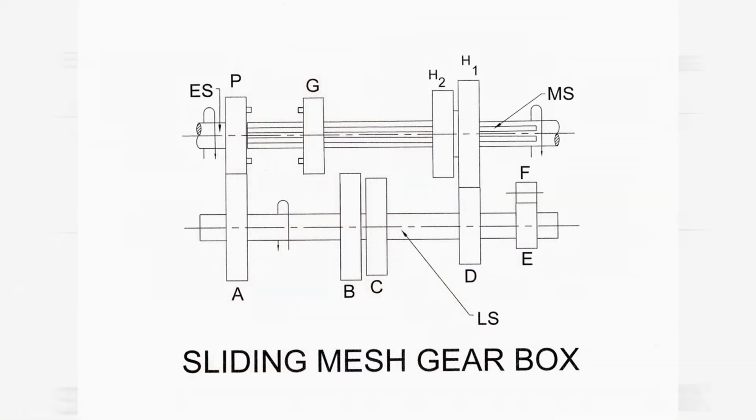While going through the details of sliding mesh gearbox, we saw that gear wheels are made to move along the axis of main shaft in splines. This movement causes the meshing of particular pair of gear wheels. A selector mechanism causes the movement of gear wheels along the axis of main shaft.